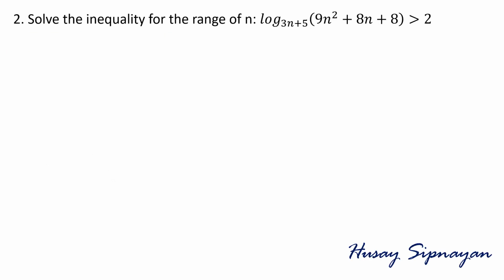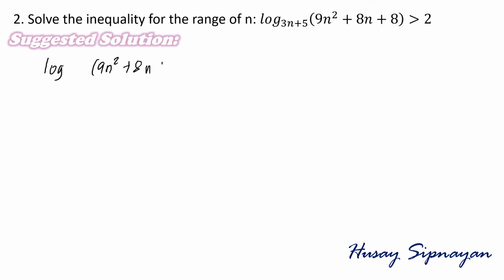Sagutan natin ang number 2. Solve the inequality for the range of n. Logarithm of quantity 9n squared plus 8n plus 8 closed quantity to the base 3n plus 5 is greater than 2. Narito ang ating suggested solution. Mula sa ating given, logarithm of 9n squared plus 8n plus 8 to the base 3n plus 5 is greater than 2. I-rewrite natin sa base 10 ang left-hand side gamit ang change of base formula.